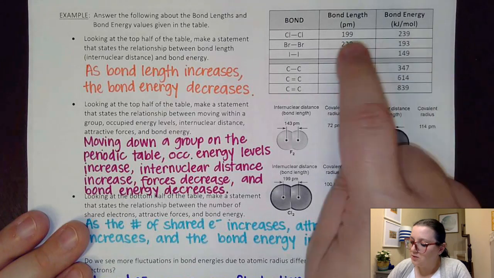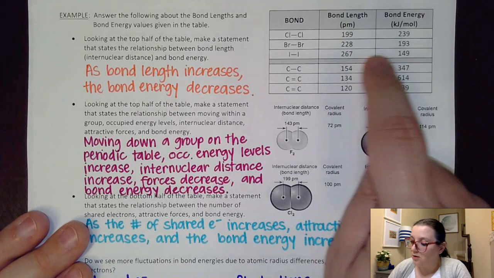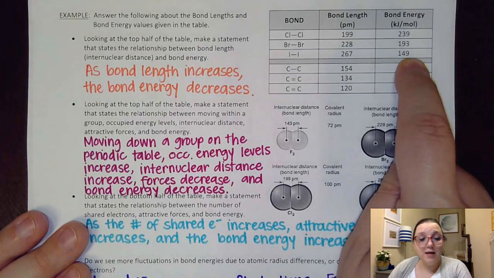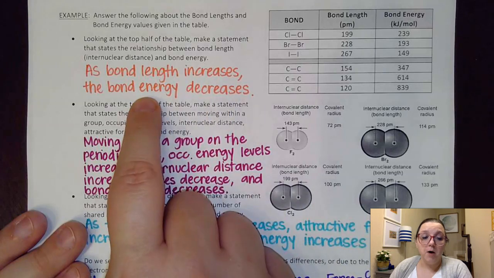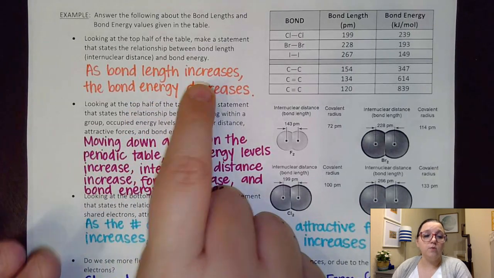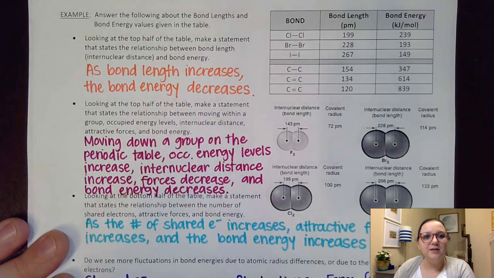You also notice that the shorter the bond, the higher the bond energy. As that bond got longer, the bond energy got a lot less. So, as bond length increases, bond energy decreases. Well, let's think about that for a minute. Bond length is internuclear distance. So as the distance gets bigger, what would happen to attractive forces? Well, the distance gets bigger, attractive forces should decrease, and so it should take me less energy to break up that bond.